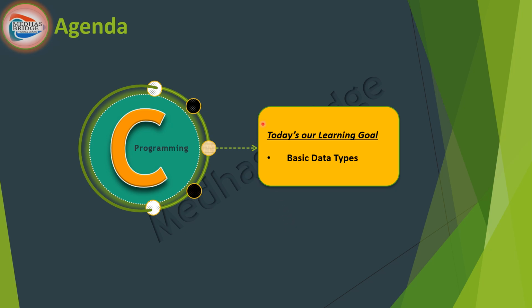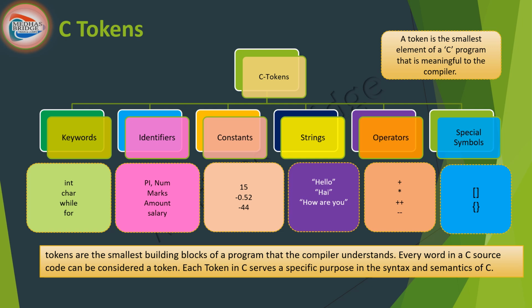Here is our today's agenda. In a passage of text, individual words and punctuation marks are called tokens, right? Similarly, in the C programming language, the smallest individual element of a C program that is meaningful to the compiler is known as a token. That is what is meant by token. A token is the smallest element of a C program that is meaningful to the compiler. From the complete program, each and every word can be considered as a token.